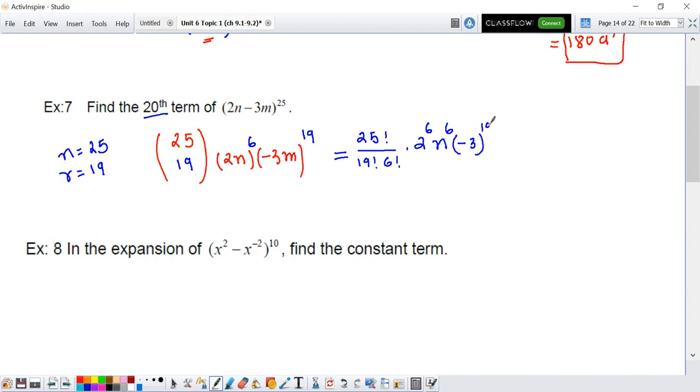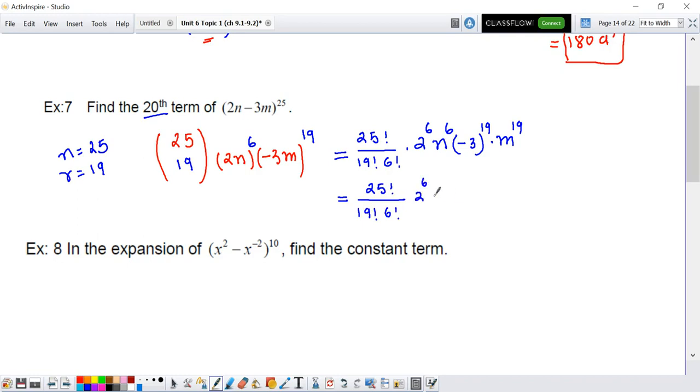I'm leaving it as it is, negative number, and m to the 19. So yes, this is going to be a very big number, but let's see what is there. 25 factorial over 19 factorial, which will give you... you can use a calculator to get these numbers, but let's leave it as it is. We will accept this, because the calculator will also run out of memory.